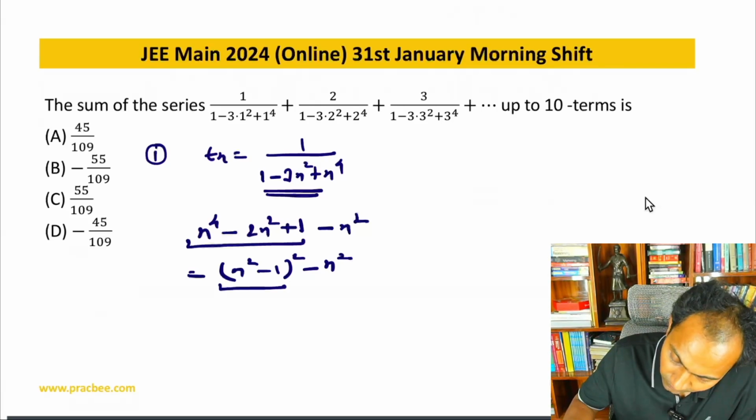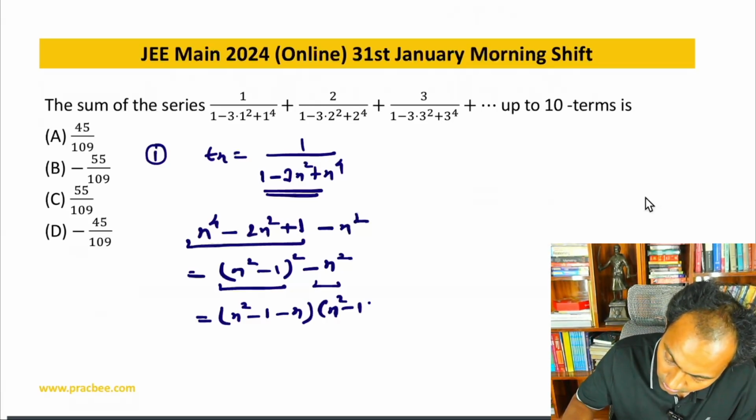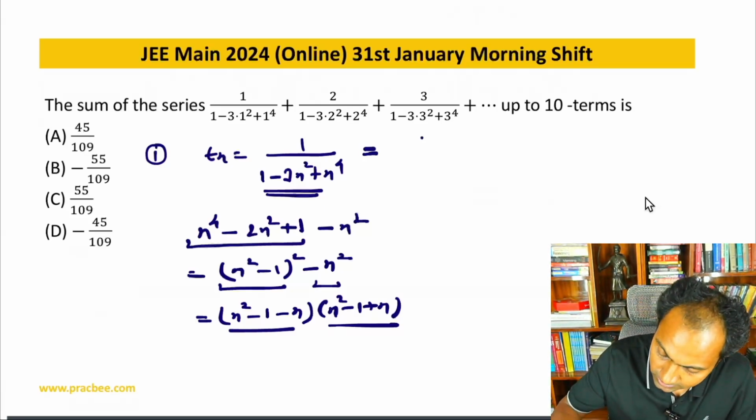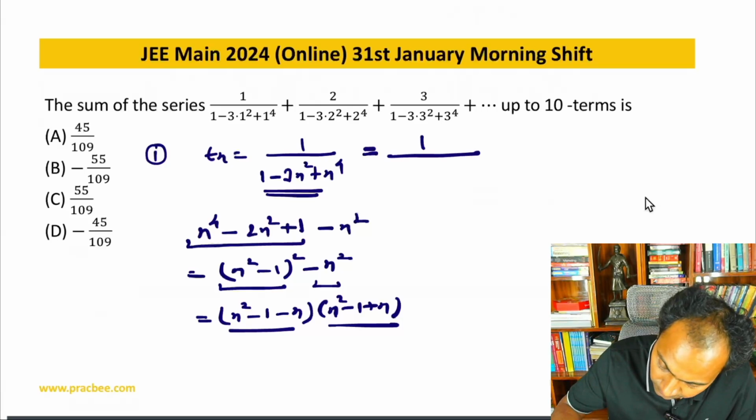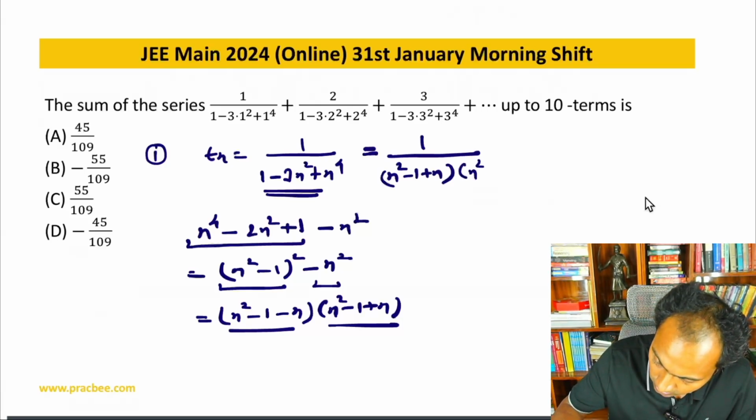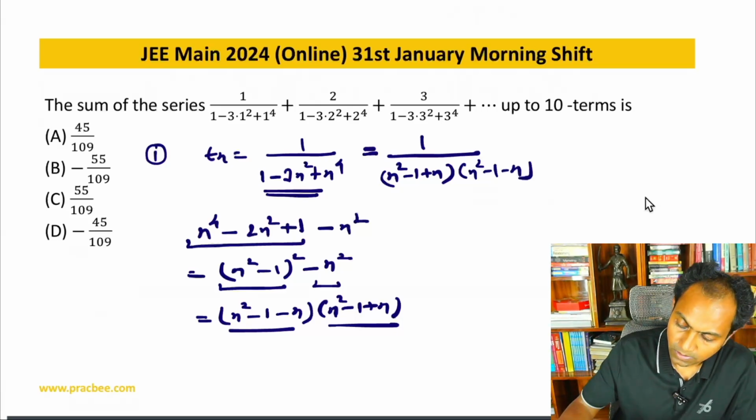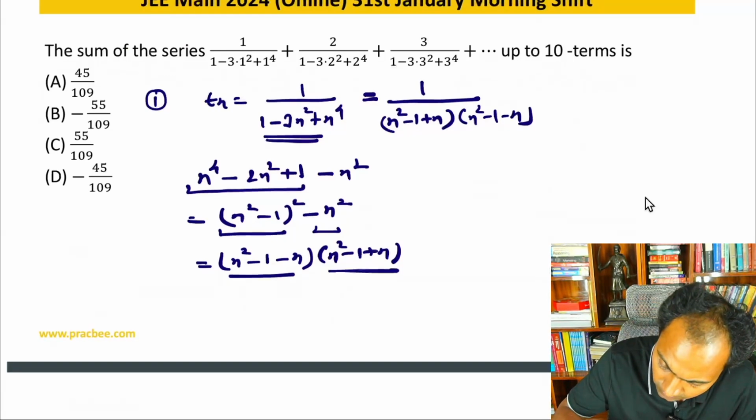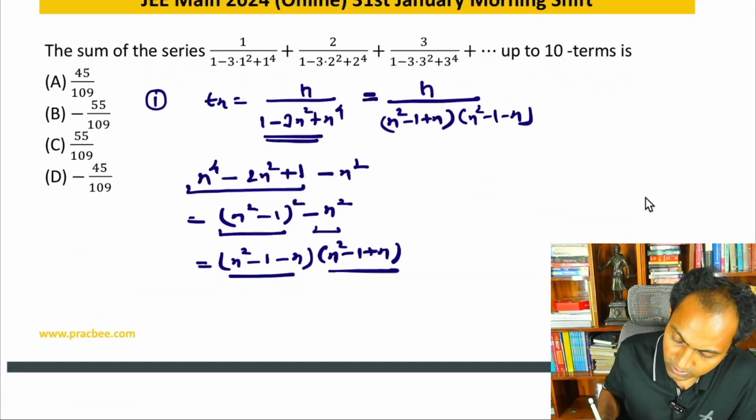Now we can apply the formula of a square minus b square. So this becomes n square minus n into n square minus 1 plus n. So you can see that I have split it into two parts. So this term that looks like this will eventually look like this: n square minus 1 plus n and n square minus 1 minus n. Once we have got this, now let us rewrite the term. There was an n in the numerator as well, yes.